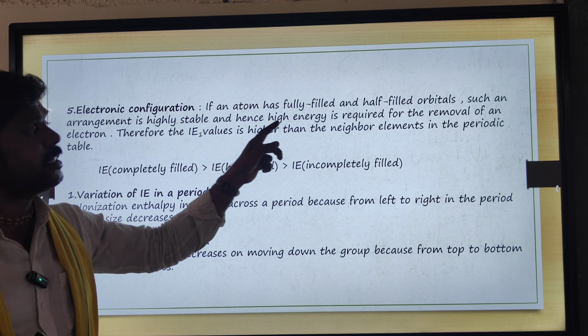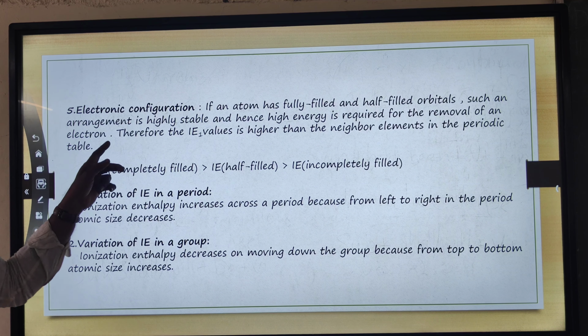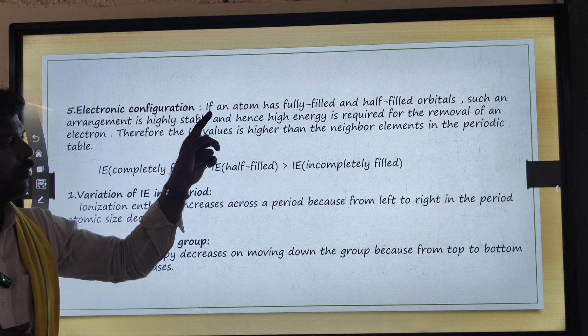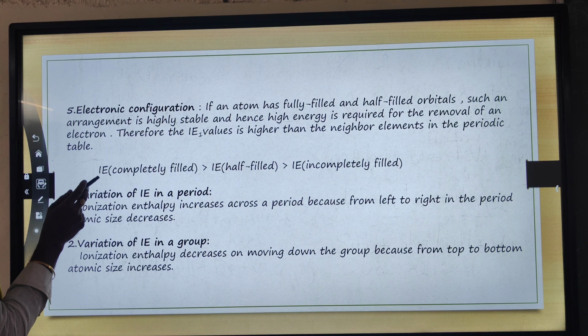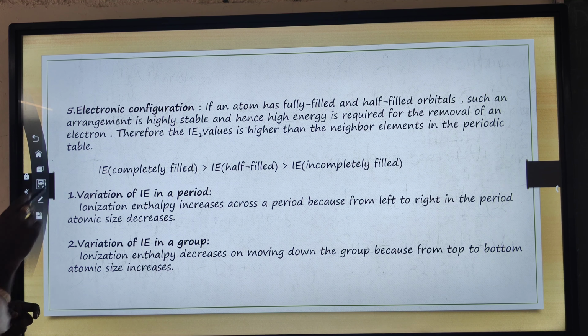That's why high energy is required to remove the electron. Therefore, the first ionization value is higher than the neighboring elements in the periodic table. Let me explain this one. Ionization energy of completely filled orbitals is greater than that of half-filled orbitals in the valence shell, which is greater than incompletely filled orbitals. If any atom has its outermost orbital completely filled, that atom has the highest ionization energy.